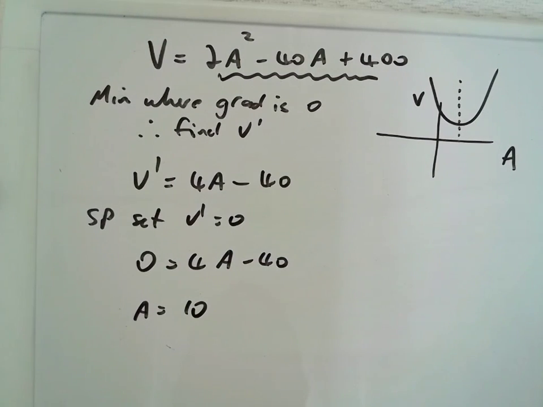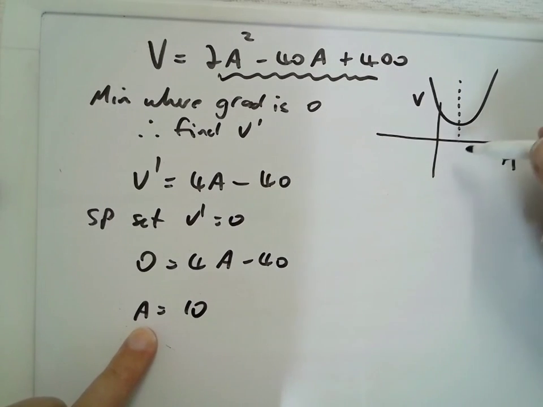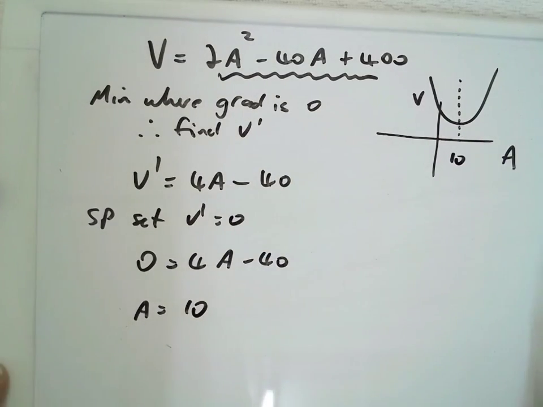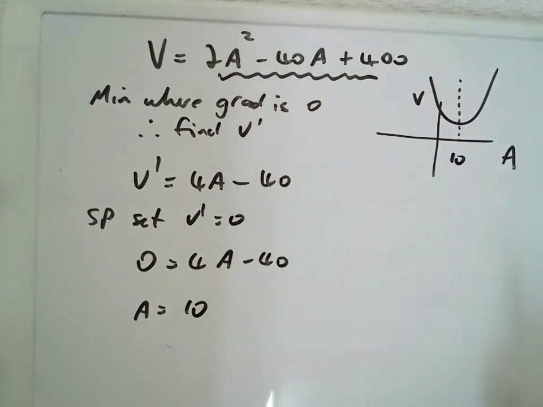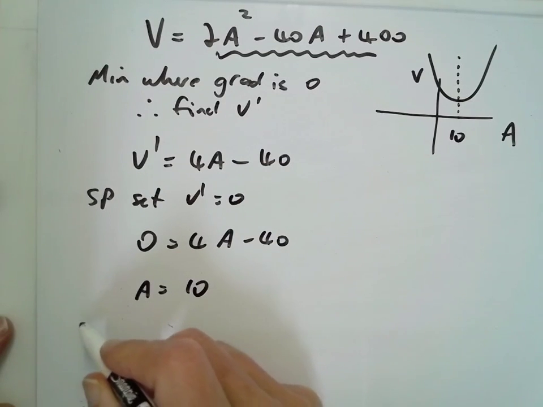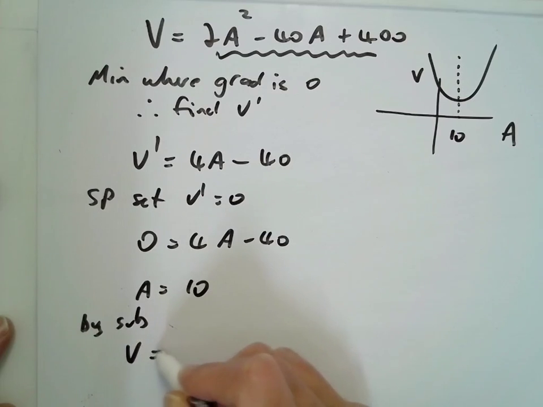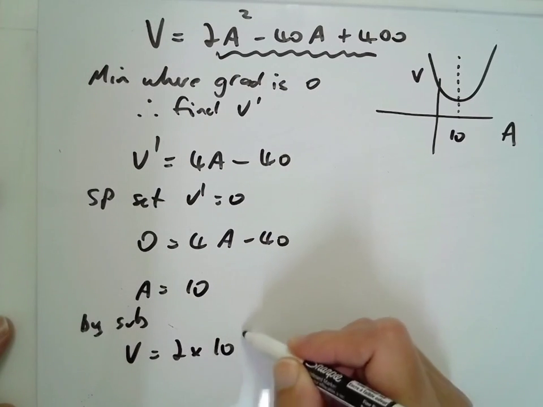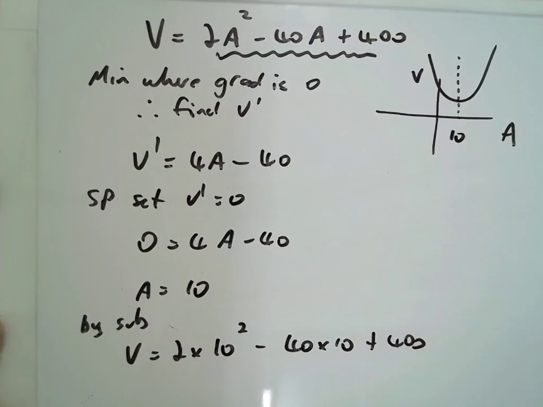Now, we've got to think about the question. Did the question ask find a and b? It didn't, did it? So I don't care what b is, but I do know that where a is 10, I get the minimum value of the function. And this is the function that says what my value equals. So if I find the minimum value by substitution, the value will equal 2 times 100 minus 40 times 10 plus 400.